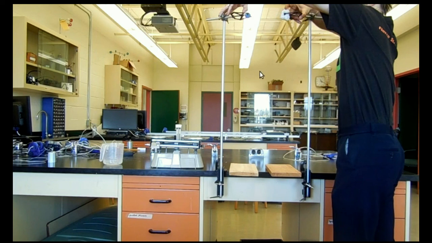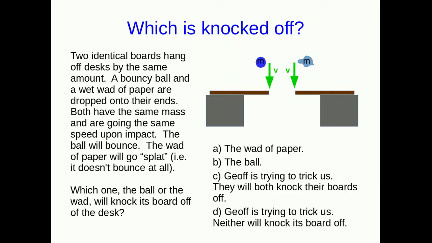Now, I've arranged it so that one of them is going to knock its board off, and the other one won't. So you now need to decide which is which. Will the ball knock its board off, or will the wet wad of paper knock its board off? And I'll warn you, if you think using impulse and momentum, this will be easy. And if you don't, you probably will guess wrong. So, here's your question to think about. If you're in my course, then you'll be asked this on Moodle. And if you aren't in my course, then I would encourage you just to pause before you go on to the next video to find out the answer.